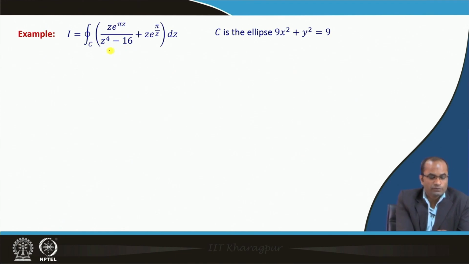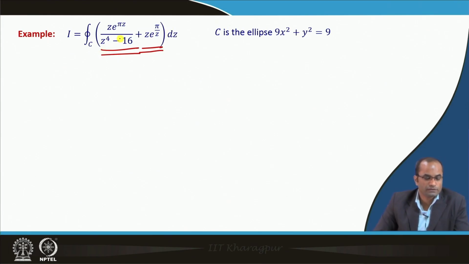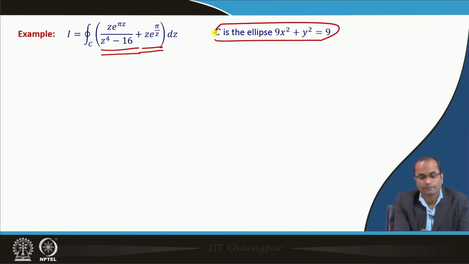Another example where we have the integrand with the sum of two functions, z e^(pi z) over z^4 minus 16, and then z e^(pi/z), dz there, and C is the ellipse which is x square plus y square by 9 equal to 1 in the standard form.